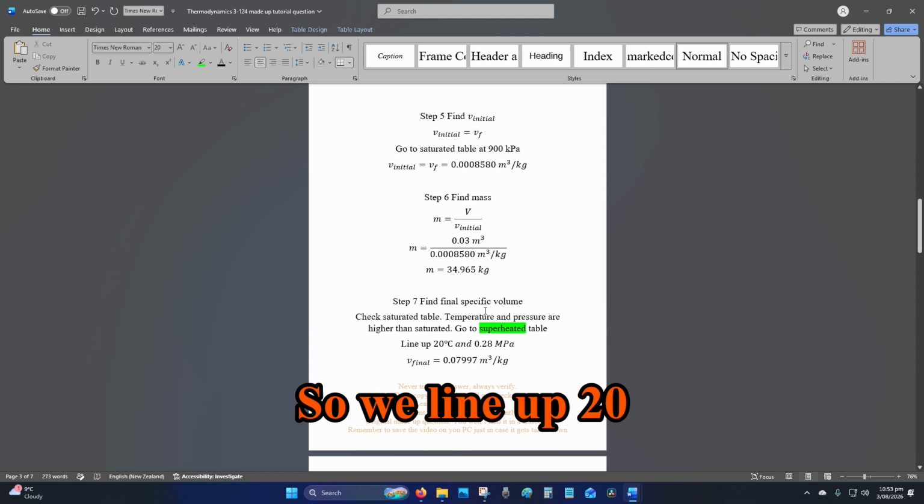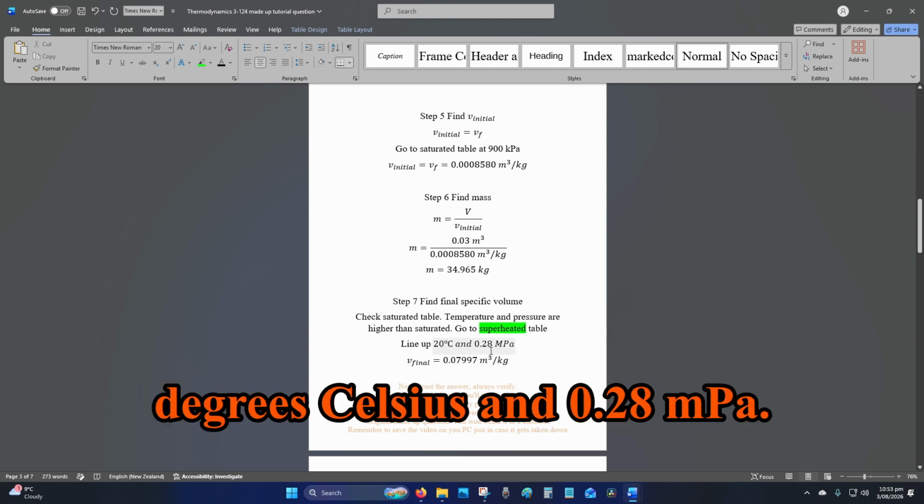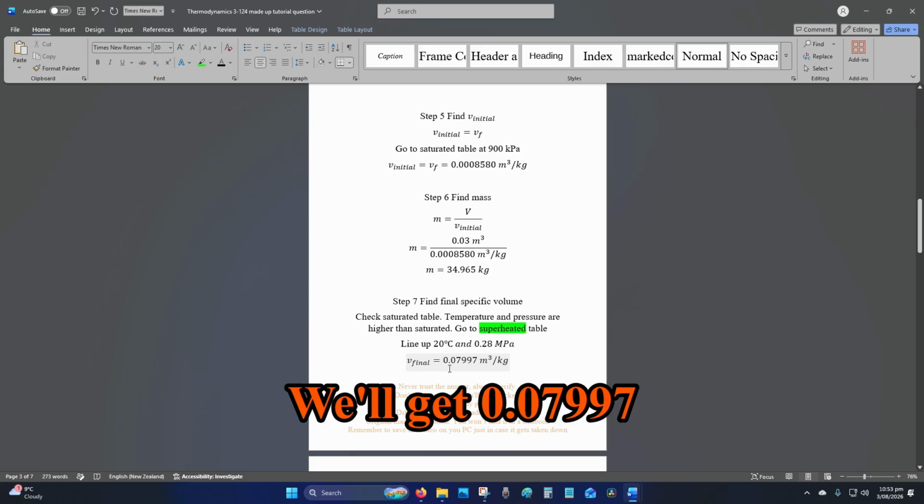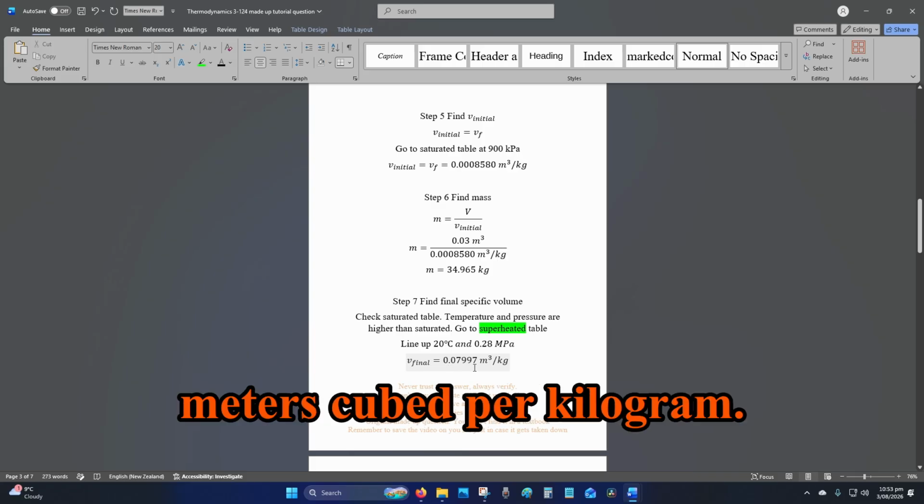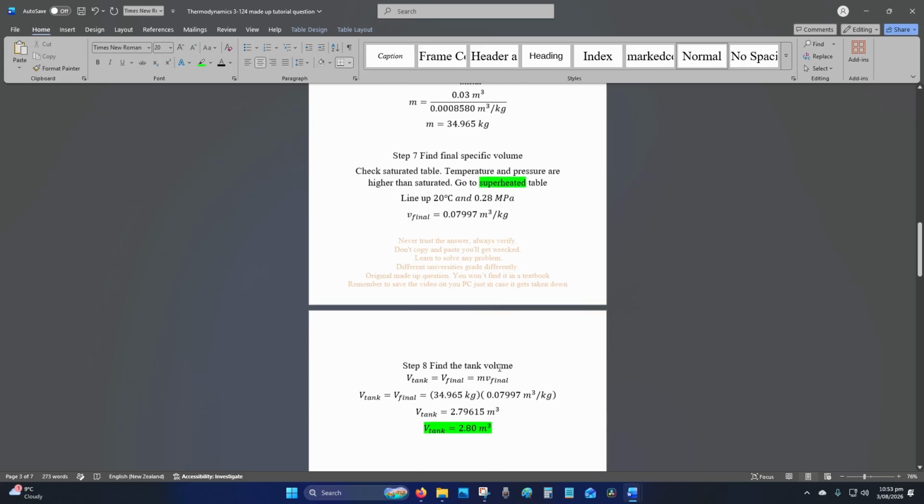So we line up 20 degrees Celsius and 0.28 MPa. We'll get 0.07997 meters cubed per kilogram.